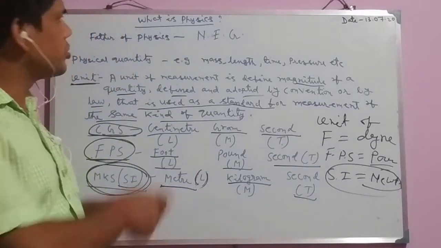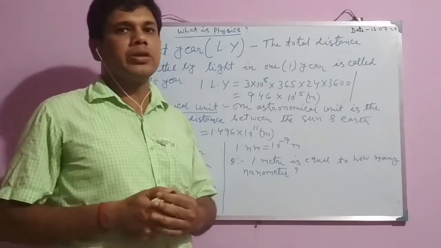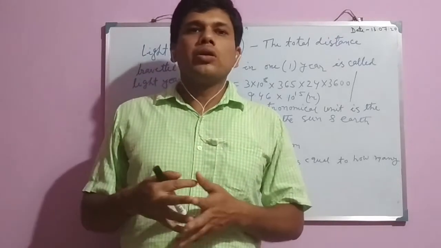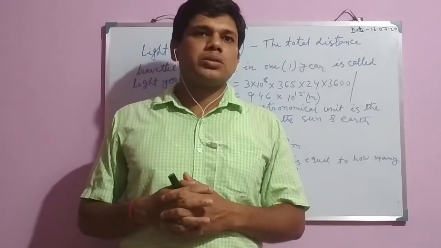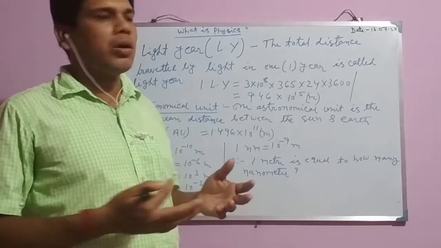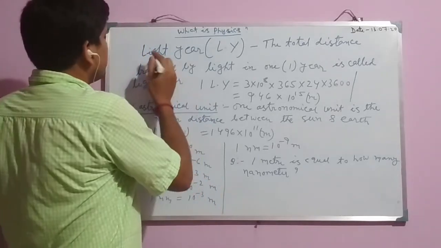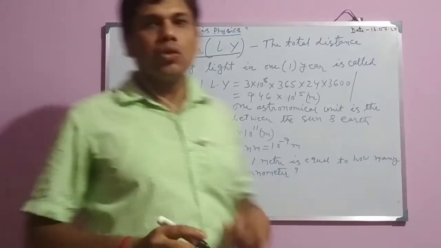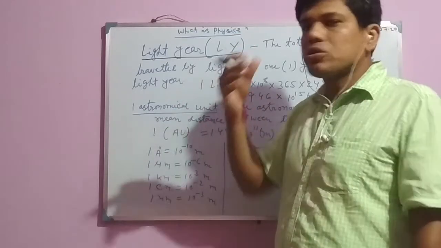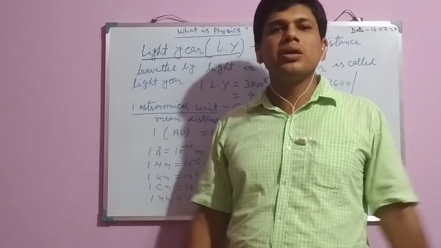Now you just go through this section. You have to know some basic definitions. Unit of distance: we can measure distance by meter. A bigger unit is kilometer. One bigger unit to measure distance is the light year. It seems to you that light year is a unit of time, but it is a unit of distance, a very large distance.